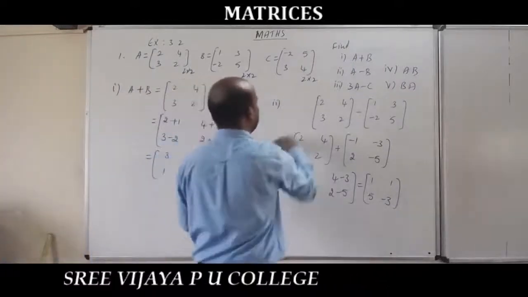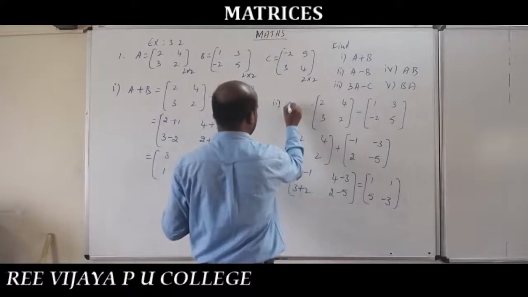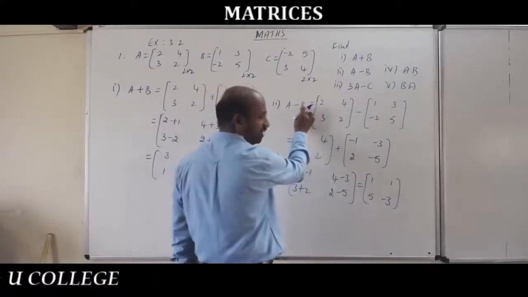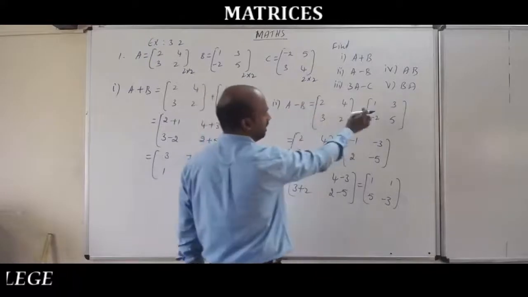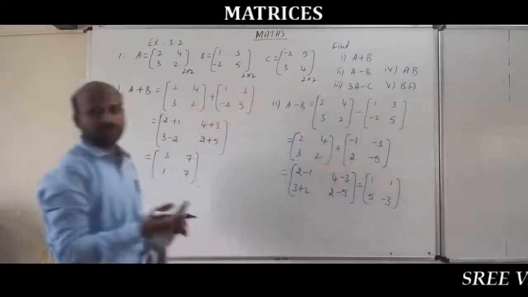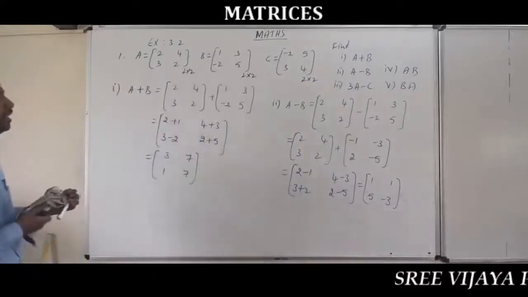A minus B is nothing but the difference of the two matrices. So minus B is nothing but multiplication of matrix B by a scalar minus 1. All elements are multiplied by minus 1, because plus into minus is minus.